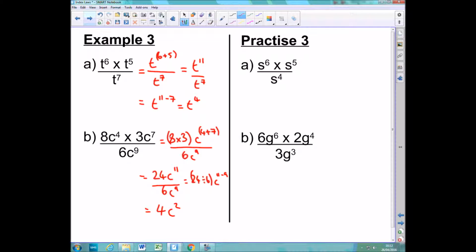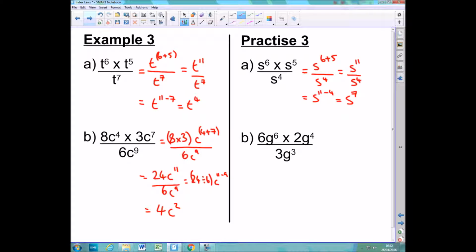Okay then, so for this first one, I've got s to the power of 6 plus 5 all over s to the 4. That's going to be s to the 11 over s to the 4. And now I'm dividing, so I need to do s to the 11 minus 4, which is s to the power of 7.